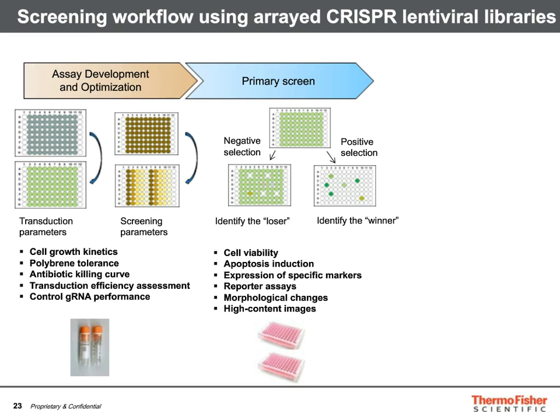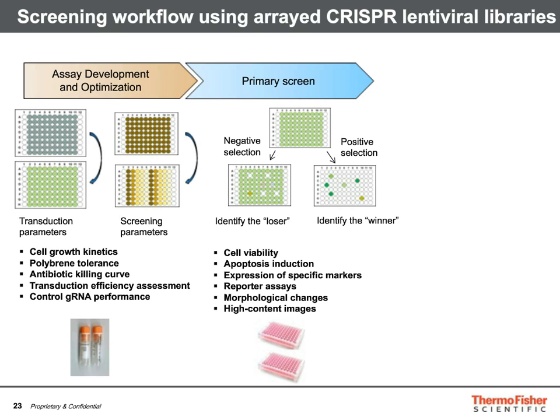We can look at viability. Did the knockout of that particular gene prove toxic, and did those cells die? That would be very easy to find out. Apoptosis, there are lots of screens for apoptosis. We can do positive screens, looking at expression of specific markers or reporter assays, morphologic changes, or high content screening. There are many ways to do that, and by doing this in an arrayed format, it allows us to quickly identify what genes might lead to a particular phenotype.